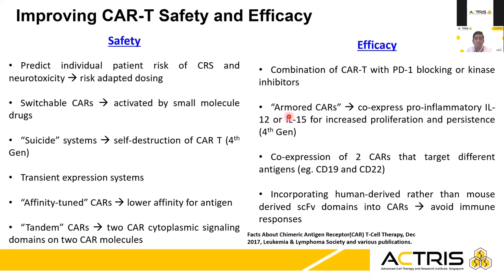Armored CARs, specifically for solid tumors, would co-express pro-inflammatory factors such as IL-12 or IL-15 for increased persistence and proliferation within the immunosuppressive domain of solid tumors. Co-expression of two CARs that target different antigens, for example, CD19 and 22, and I'll illustrate an example shortly on this. And incorporating human-derived rather than mouse-derived scFv domains into CARs. Some of the initial CARs were mouse-derived, but now companies and developers are moving away from mouse-derived scFvs to human-derived to increase persistence as well as avoid various immune responses that we see in patients.